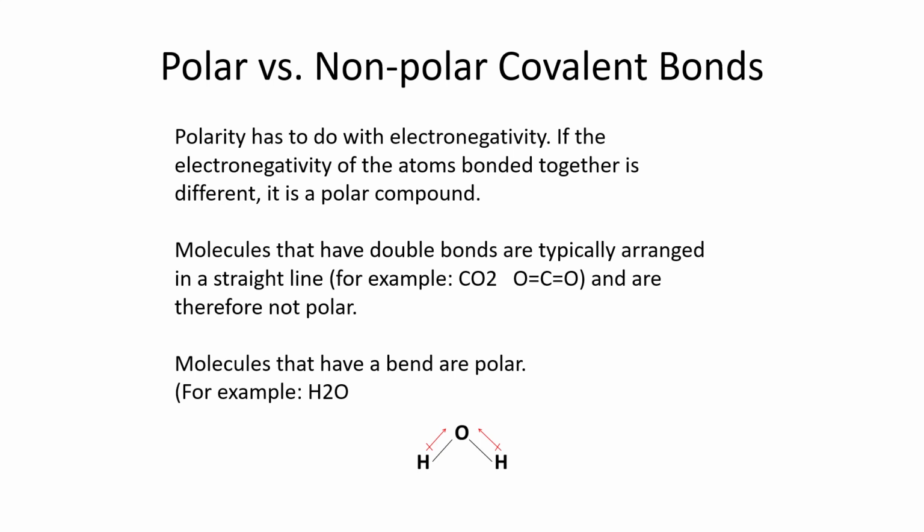Polarity has to do with the electronegativity. If the electronegativity of the atoms bonded together is different, it's a polar compound. Molecules that have double bonds are typically arranged in a straight line and are therefore not polar. But molecules that have a bend are polar. So for example, H2O is polar.